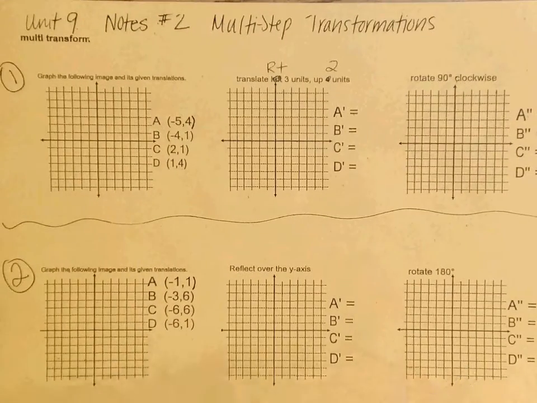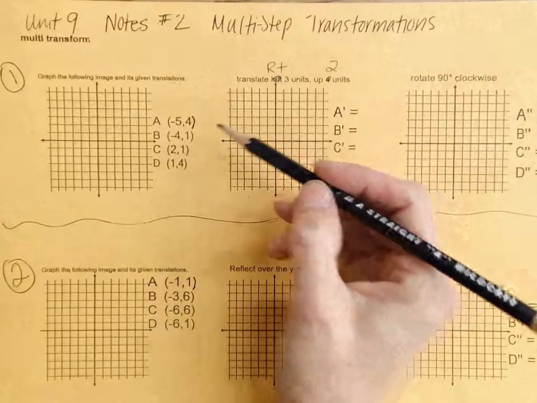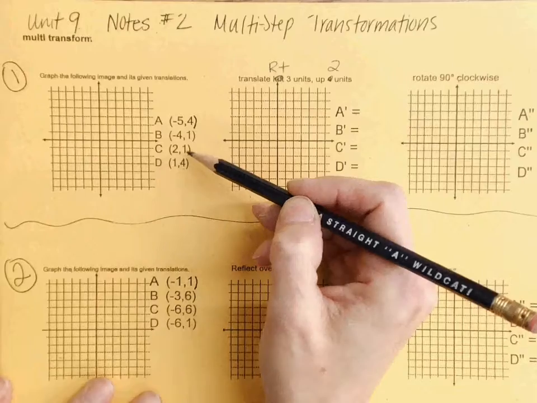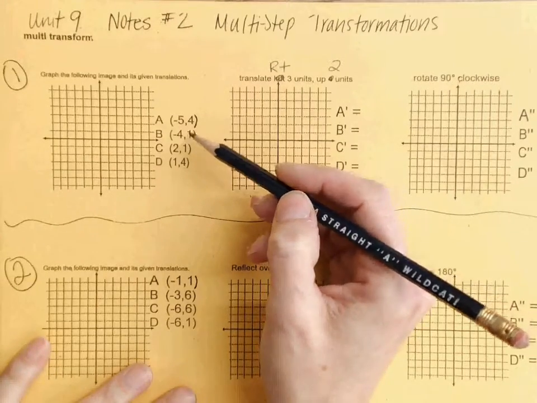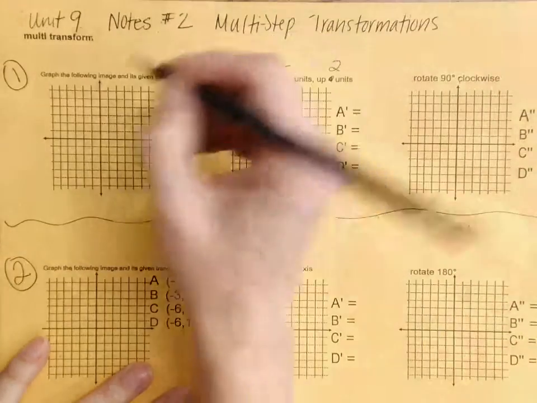All right, guys, welcome to Unit 9, Notes number 2, Multi-Step Transformation. So we are building off of our Notes number 1 of just basic transformation. So the first thing that we're going to do is plot our pre-image on this coordinate plane. So A is negative 5, 4.